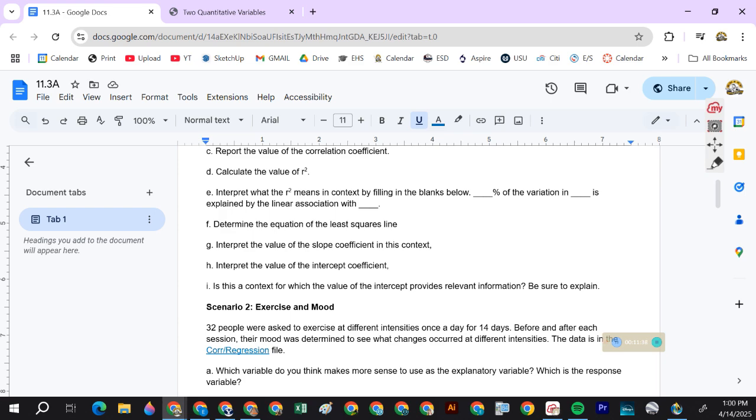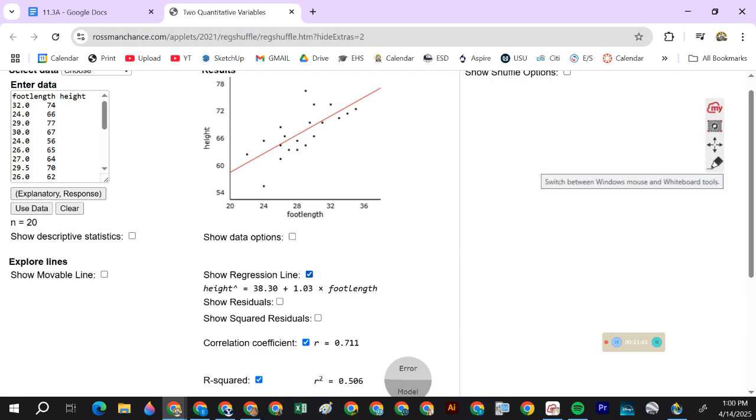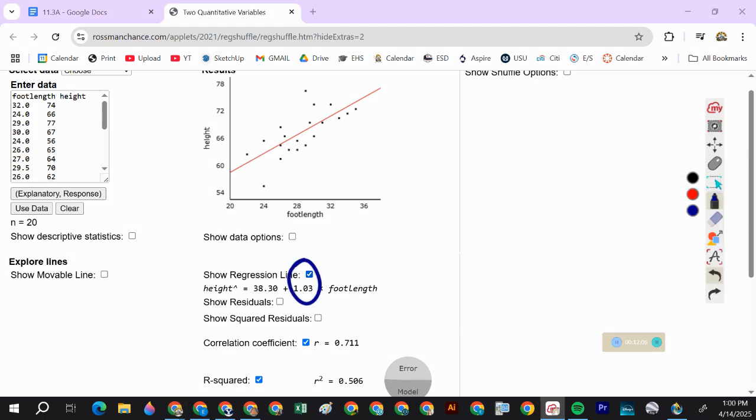F. Determine the equation of the least squares line. So that is this line right here. 38.3 plus 1.03 times your foot length. Okay. So the next question asks, interpret the value of the slope of the coefficient in context. So what does this number tell us? Don't look at the answer. It's the rise over run. So what does it mean in this story?